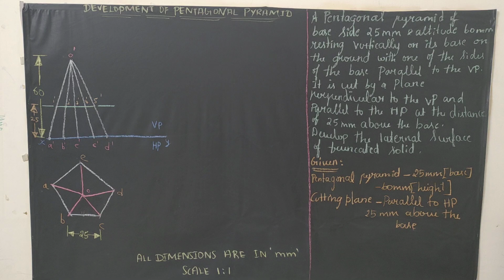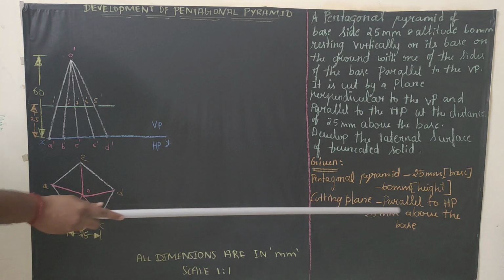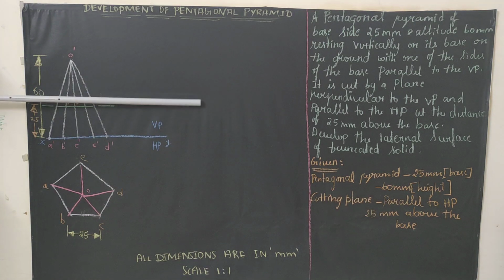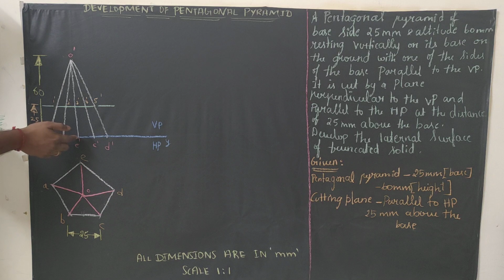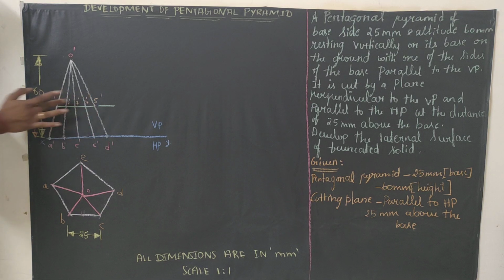So regarding the cutting plane, what they gave, the cutting plane is parallel to HP. So we need to draw a cutting plane. It should be parallel to HP and 25 mm above the base. So from here, this is your base, right? From here, for 25 mm, you just keep a point and draw a cutting plane line.